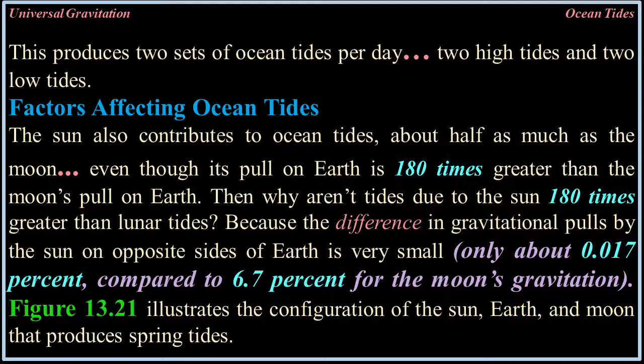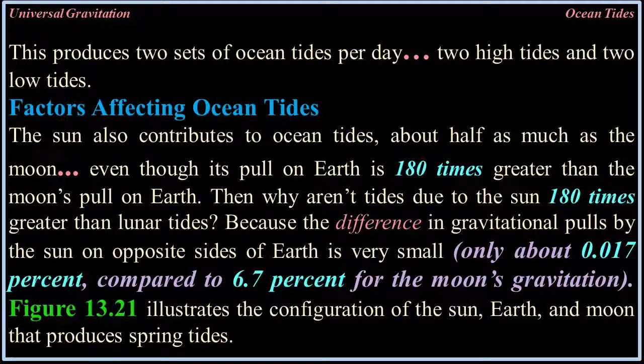Factors affecting ocean tides. The sun also contributes to ocean tides, about half as much as the moon, even though its pull on Earth is 180 times greater than the moon's pull on Earth. Then why aren't tides due to the sun 180 times greater than lunar tides? Because the difference in gravitational pull by the sun on opposite sides of the Earth is very small, only about 0.0717% compared to 6.7% for the moon's gravitation.